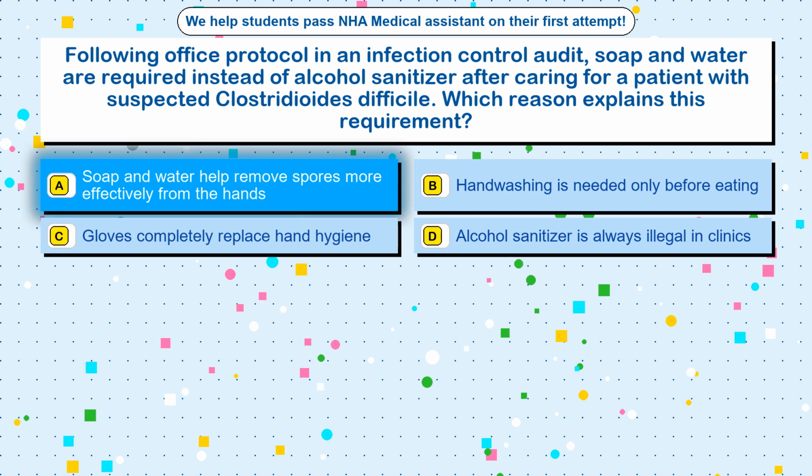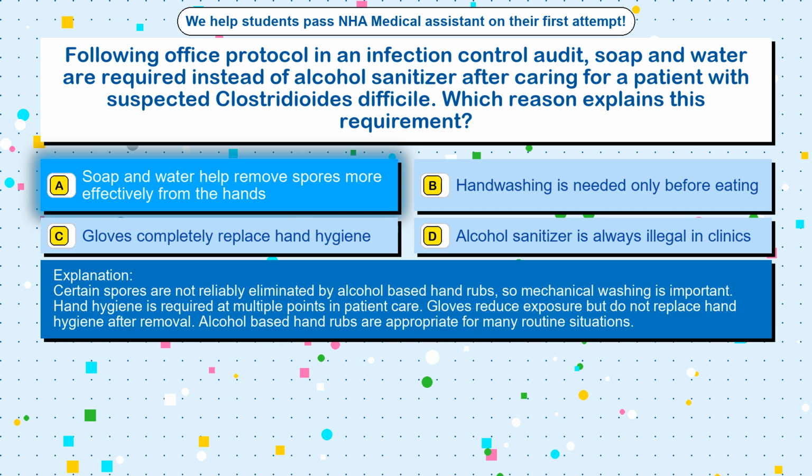Soap and water help remove spores more effectively from the hands. Certain spores are not reliably eliminated by alcohol-based hand rubs, so mechanical washing is important. Hand hygiene is required at multiple points in patient care. Gloves reduce exposure but do not replace hand hygiene after removal. Alcohol-based hand rubs are appropriate for many routine situations.